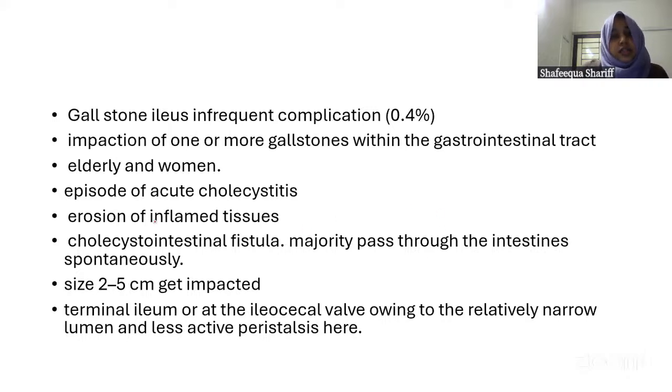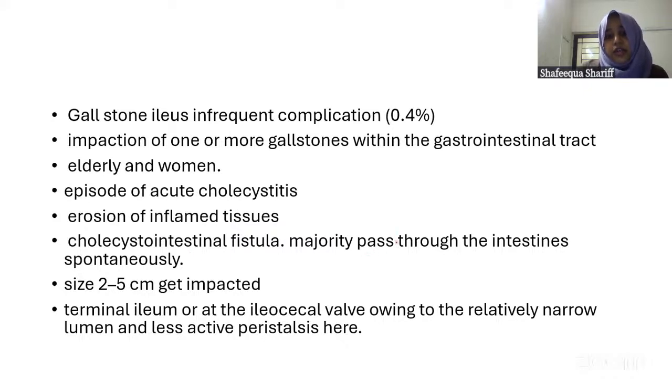Gallstone ileus is an infrequent complication. I showed you the pathway, how it comes from the ampulla of Vater to the major duodenal papilla, goes to the duodenum and transfers up to the terminal ileum. It occurs in only 0.4% of people. It is an impaction of one or more gallstones within the gastrointestinal tract, more commonly in the elderly and women. They usually follow an episode of acute cholecystitis. What happens is the inflamed tissue may get eroded, and a cholecystenteric fistula may form.